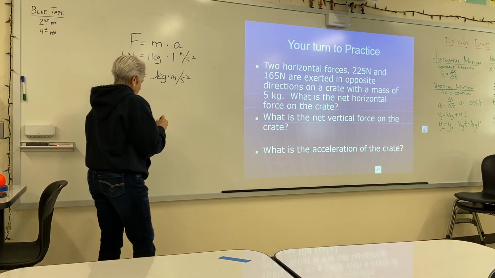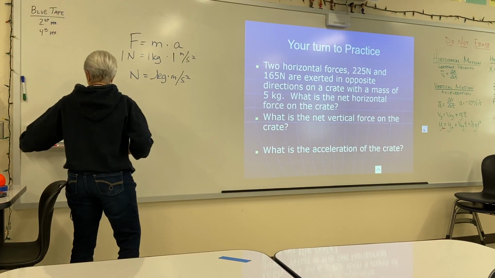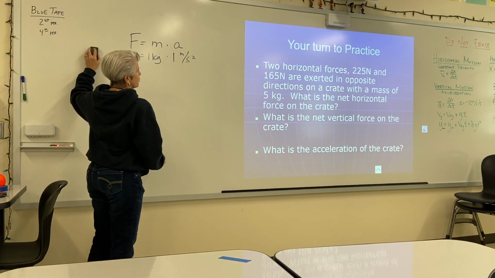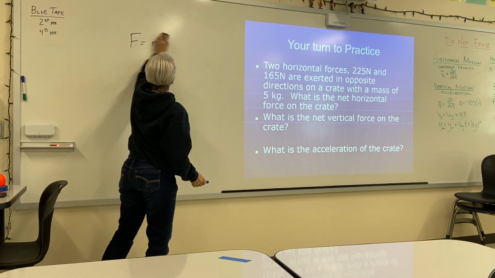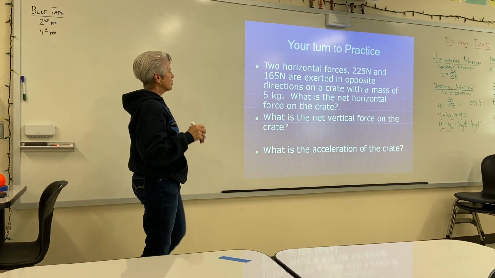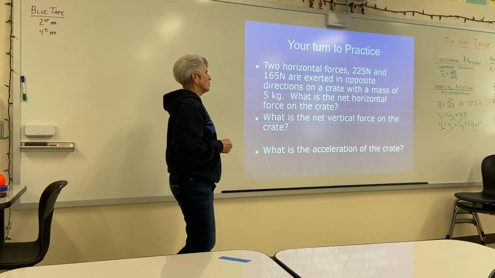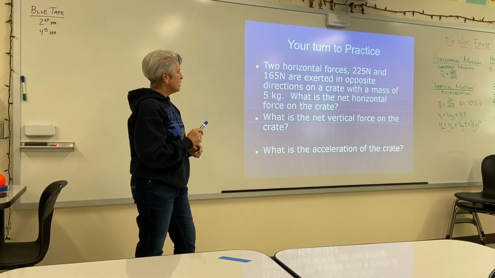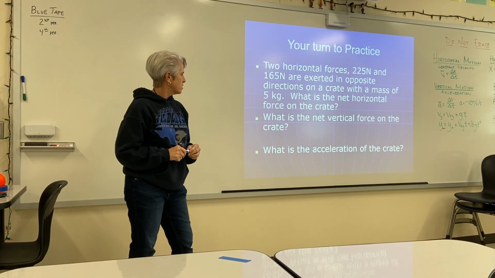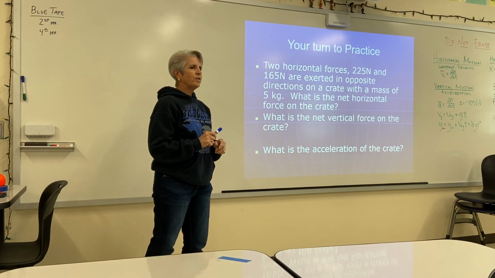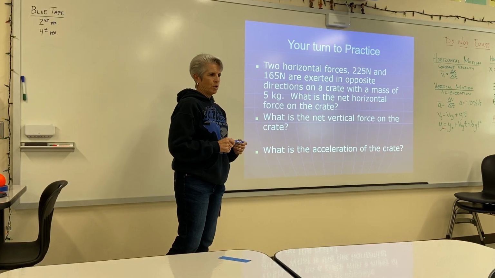So let's try to practice a little problem here, and I want you to do this on your paper. 2 horizontal forces, one of them is 225 newtons and one of them is 165 newtons. These are exerted in opposite directions on a crate that has a mass of 5 kilograms. What is the net horizontal force on the crate? What is the net vertical force on the crate? And what is the acceleration of the crate?